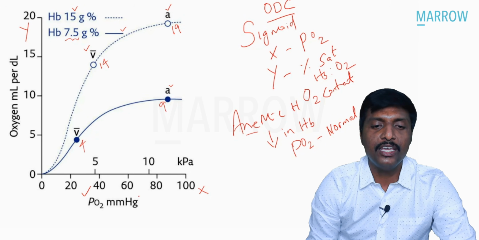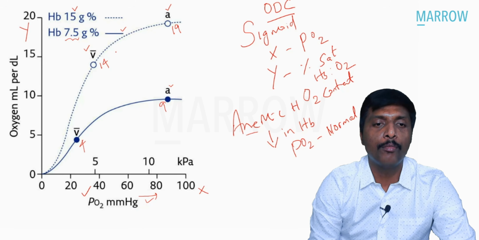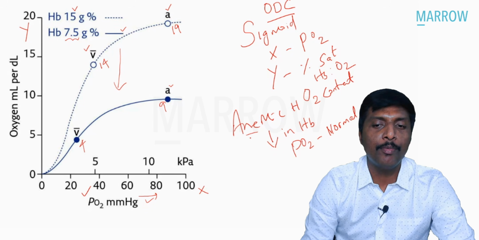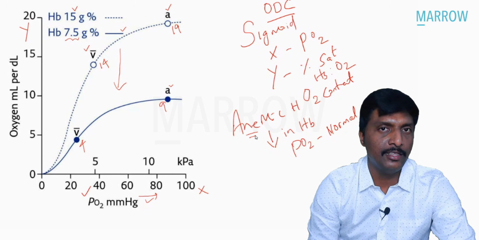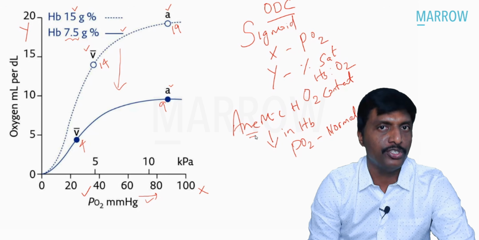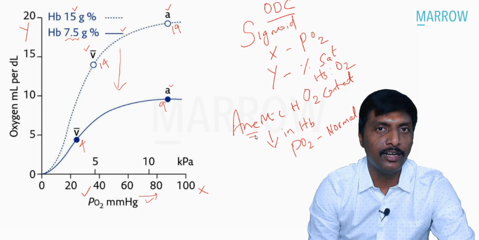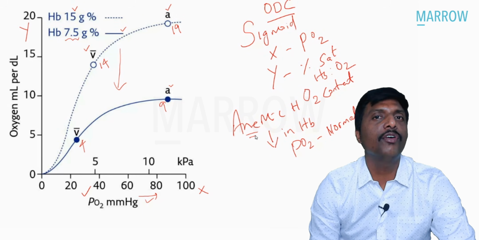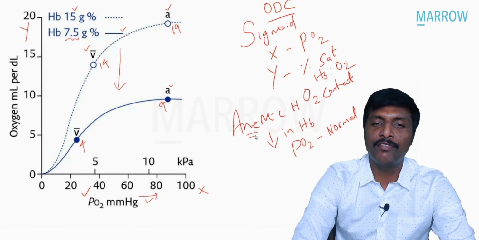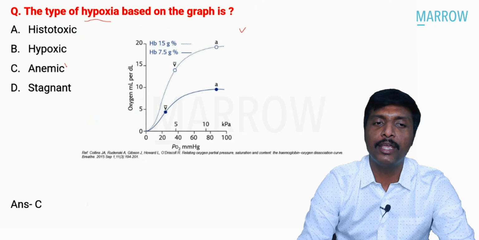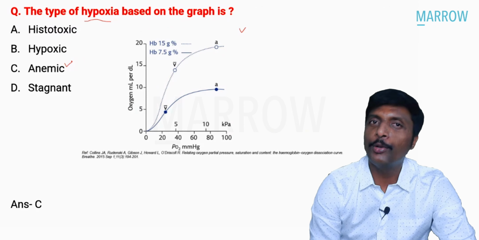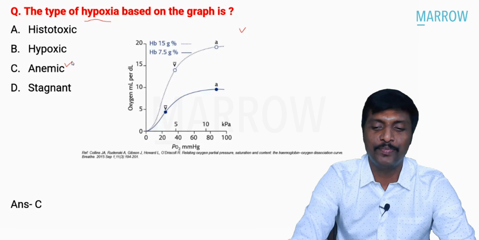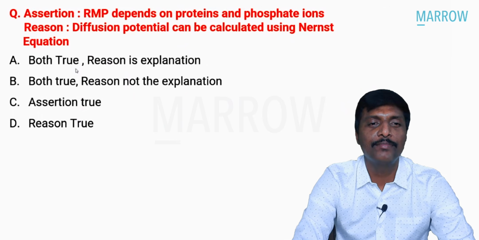Where the PO2 in this line, the graph looks normal. From top to down, if you clearly see, the oxygen content is reduced. So in anemic hypoxia, there is a decrease in oxygen content, that is, the form that is bound with hemoglobin is reduced. PO2 is normal. So the answer is very simple. In this graph, we are clearly seeing a fall in oxygen content, a fall in saturation. That is why the answer we are going to choose for this is anemic hypoxia. The concept we know, they asked in the form of a graph, you should be able to apply that. Simple. Now let's move on to the next question, guys.